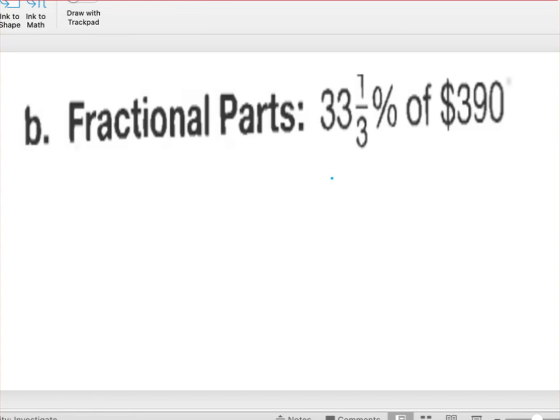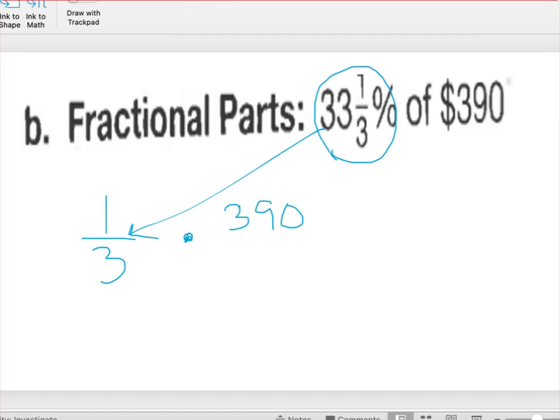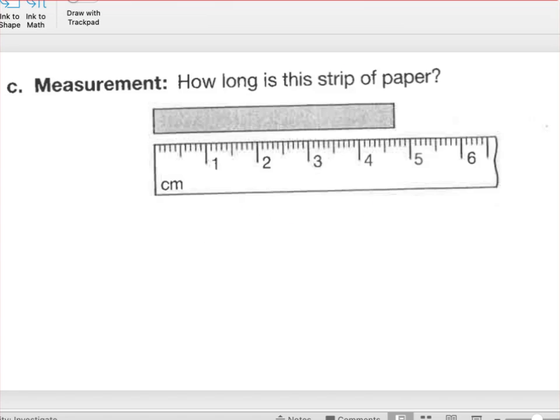Okay, fractional parts. We had a little trouble with this one. Remember, the key to this is to remember that 33 1/3% is 1/3 exactly. So we remember that that is equivalent to the fraction 1/3. Then it's 1/3 of is always times 390. Okay, so when you put it as an exact fraction form, then it's so much easier to come up with the answer. 390 divided by 3 is 130. So $130 is 33 1/3% of 390.